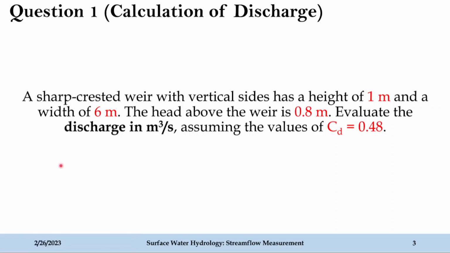A sharp-crested weir with vertical sides has a height of 1 meter and width of 6 meter. The head above the weir is 0.8 meter. Evaluate the discharge in meter cube per second, assuming the value of CD equal to 0.48. Okay, so here the sharp crested weir is provided and the dimensions are also given, that is height 1 meter and width 6 meter. The head is also provided, which is 0.8 meter, and the coefficient of discharge, CD, is 0.48, and we need to estimate the discharge in meter cube per second. So let's solve this problem.